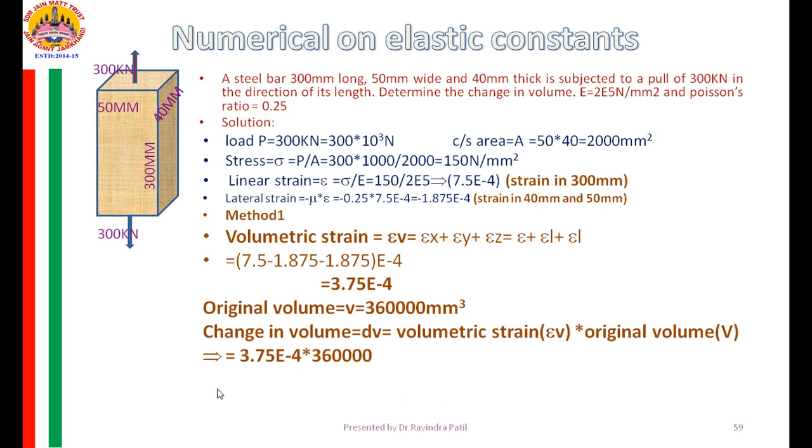So, volumetric strain is 3.75 into 10 to the power minus 4 and original volume is this number. Hence, I can get the change in volume as 135 mm³. Yes, anybody has got any doubt here?